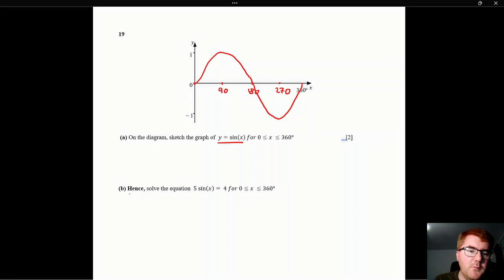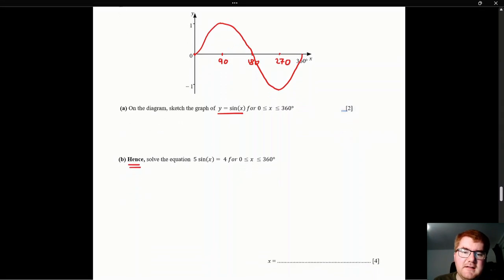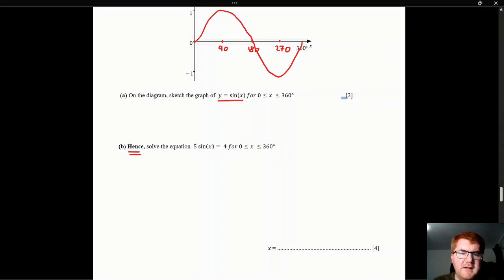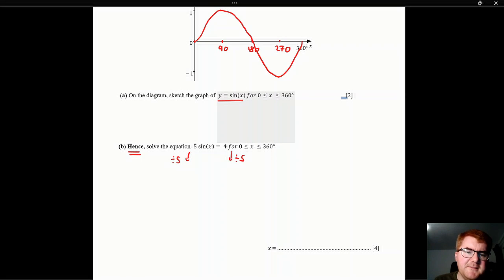From this graph, we want to solve 5 sine x equals 4 between this particular domain. So we want the sine x on its own. So what's the opposite of timesing by 5? Dividing by 5 on both sides. This cancels, giving us sine x, and that's equal to 4 divided by 5.